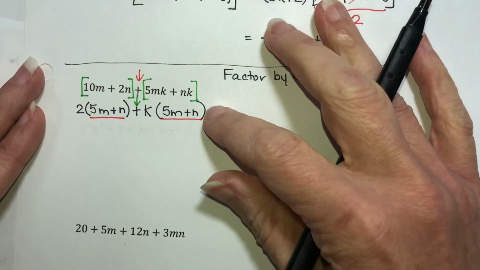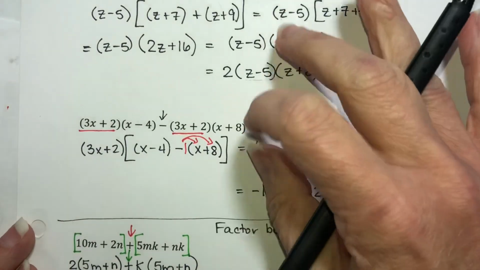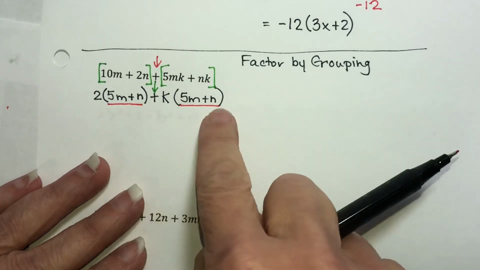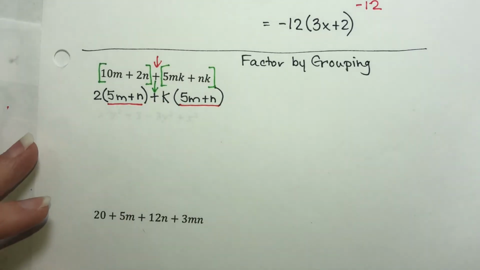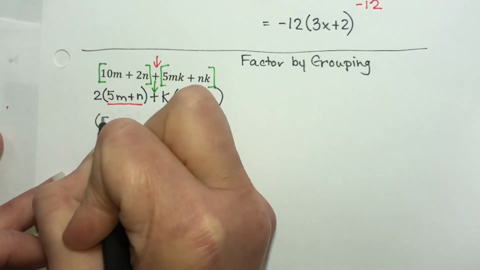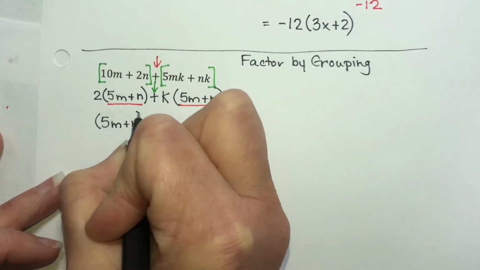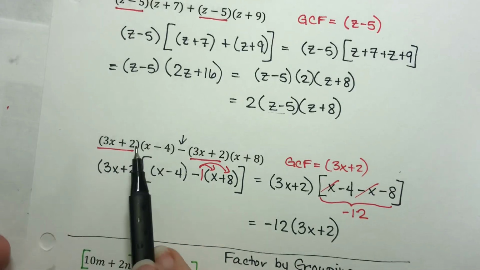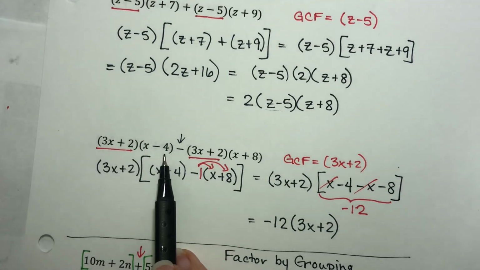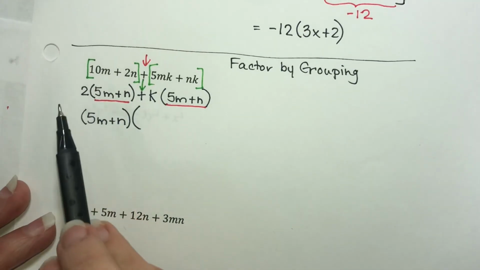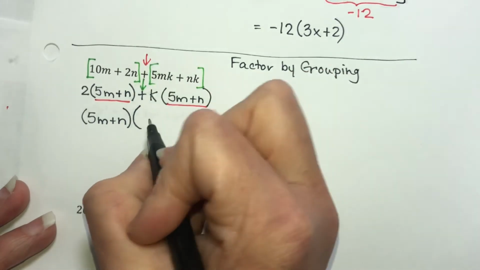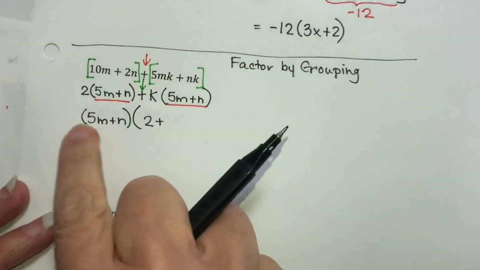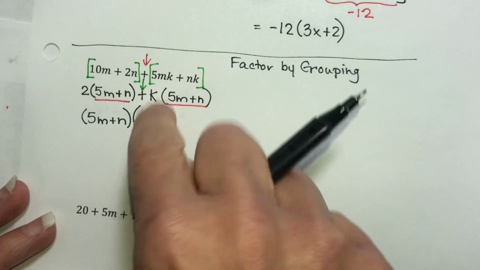Now, what we have here is a simpler version of these two problems. Here I have a 5m plus n on both of these, and I can think of factoring that out. I think of that as my GCF. If I factor out a 5m plus n, and think about distributing it with something. Here, I was having to multiply each by another binomial. Here, I'm just multiplying by a monomial. 5m plus n times 2, this times this, plus this times a k.